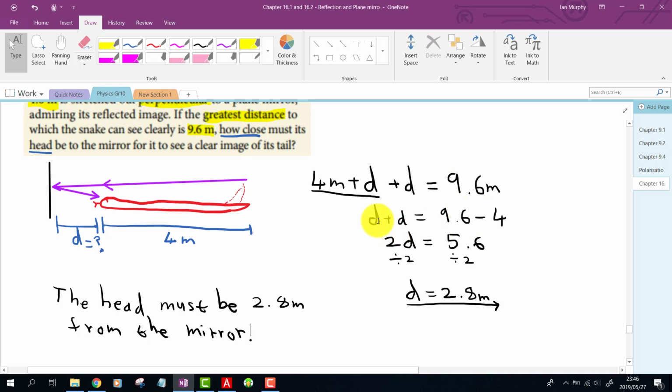We still have D plus D, which is going to be 2D. It gives me 5.6 when I calculate that. Then if I divide both sides by 2, I end up with D on the left and 2.8 on the right. And that's my final answer. So the head must be 2.8 meters from the mirror.